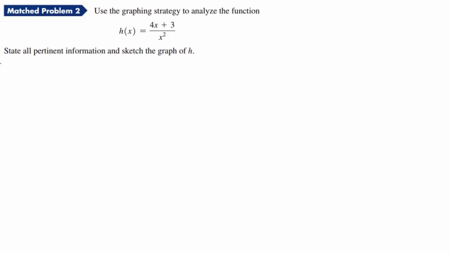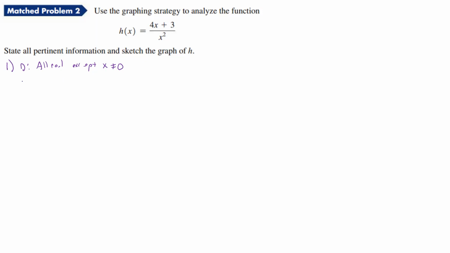So first off, we have to think about our domain. Okay, so what's our domain going to be here? Well, basically, it's going to be all real numbers except for what? Well, we can't have a zero here. So it's going to be all real except x cannot equal zero, because if it does, we divide by zero.